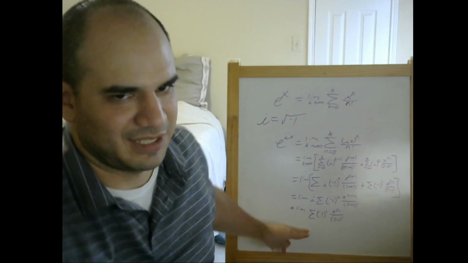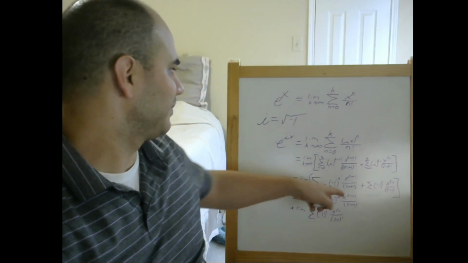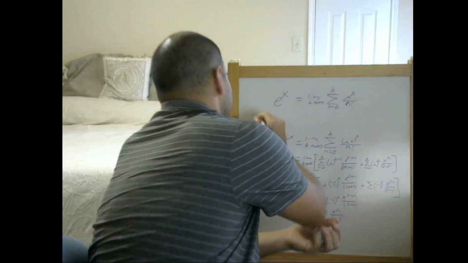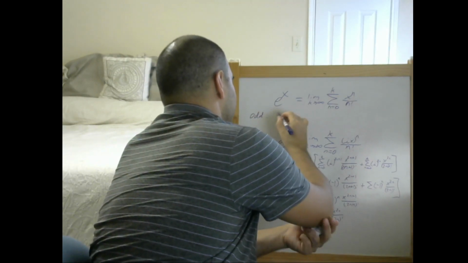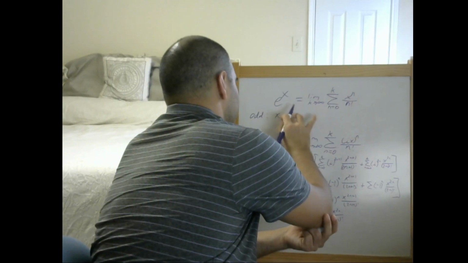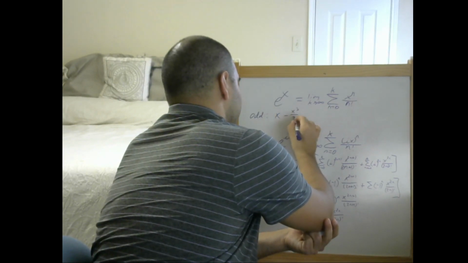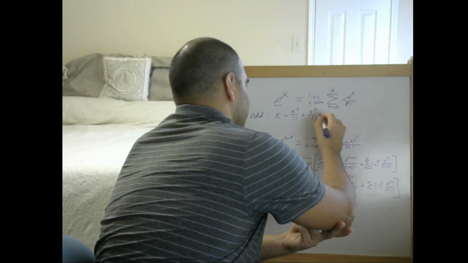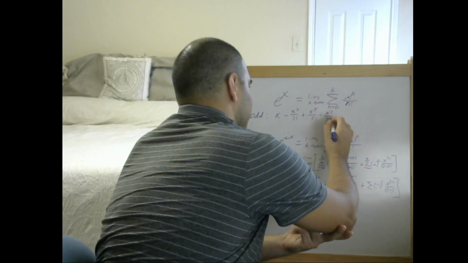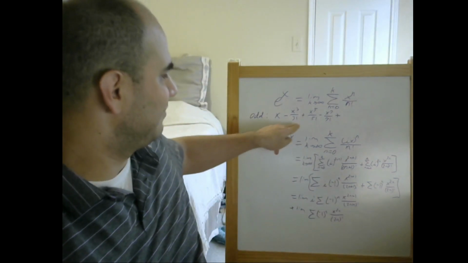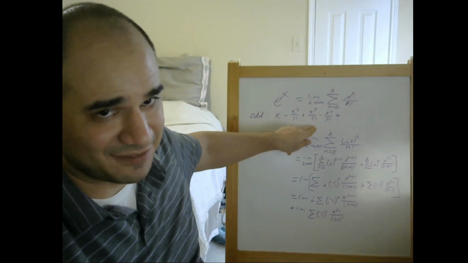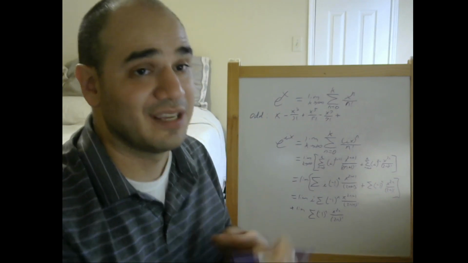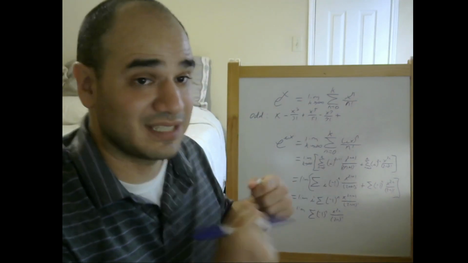And then for the even terms, we don't have to deal with that. And so what we get is something for the odd ones: x minus x cubed over 3 factorial plus x to the 5 over 5 factorial minus x to the 7 over 7 factorial plus x to the 9 over 9 factorial and so forth, right? So we have all of the odd terms from that original series with the sign alternating.